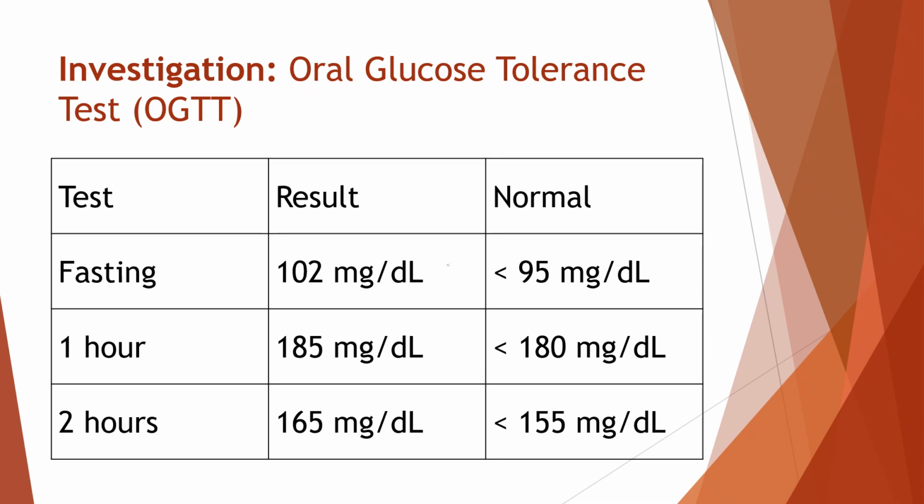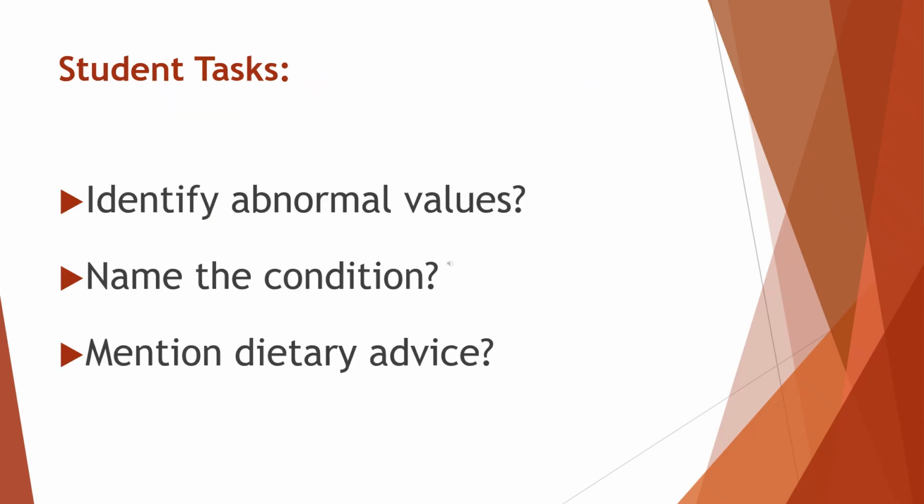Since all these values are above the normal range, the findings suggest that the patient is likely developing gestational diabetes mellitus. Student tasks.